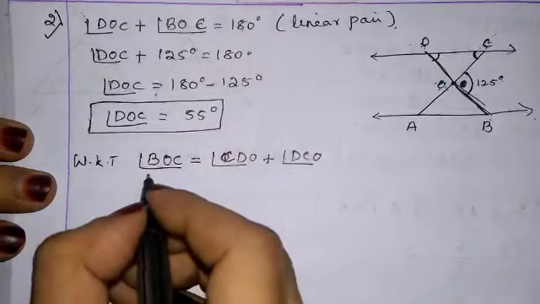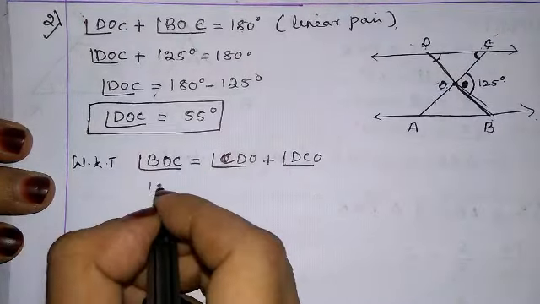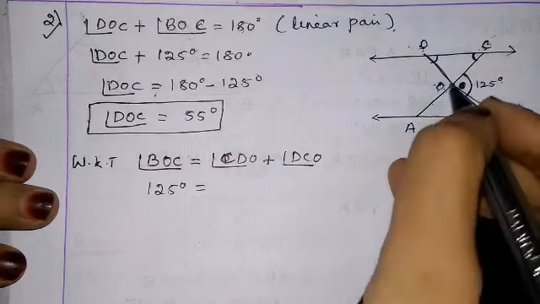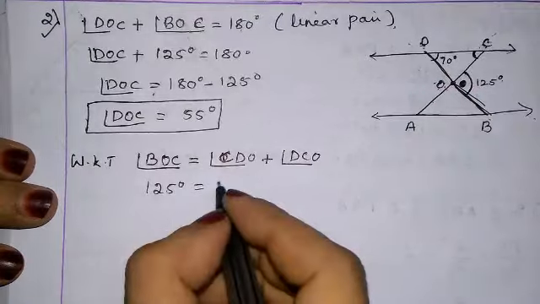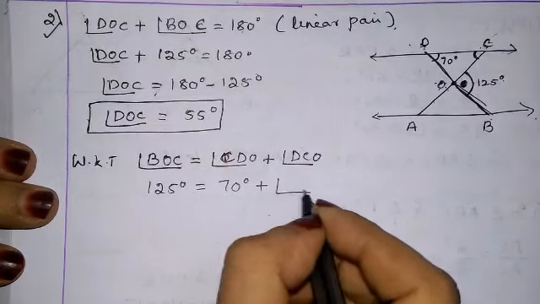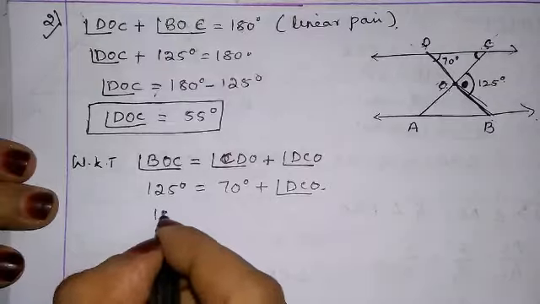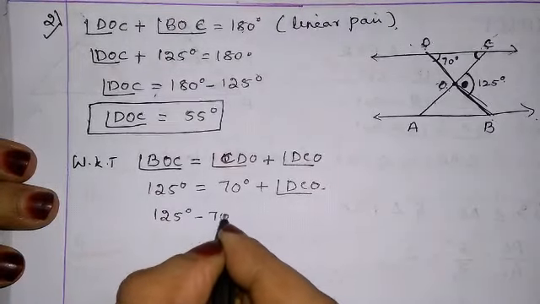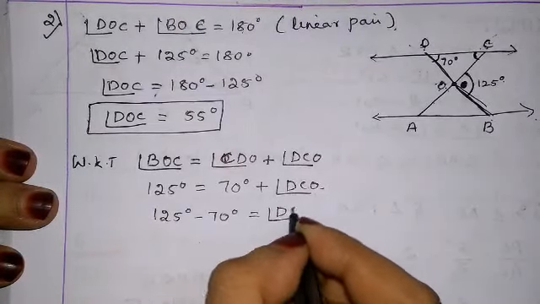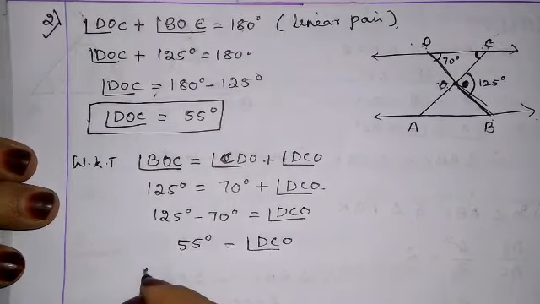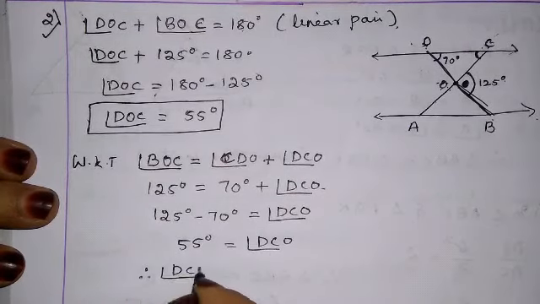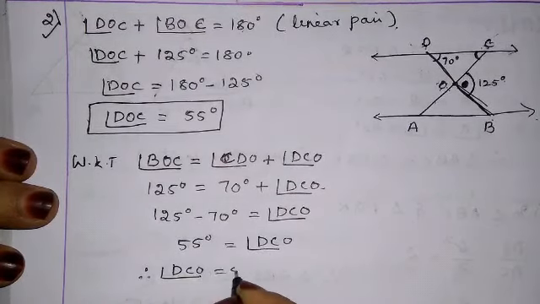Now BOC we know is 125 degree. CDO they have given as 70 degree. It is given in the question, I didn't write it here. So 70 degree plus DCO, which we don't know. 125 degree minus 70 degree is equal to DCO. It is again 55 degree. Therefore DCO is equal to 55 degree.